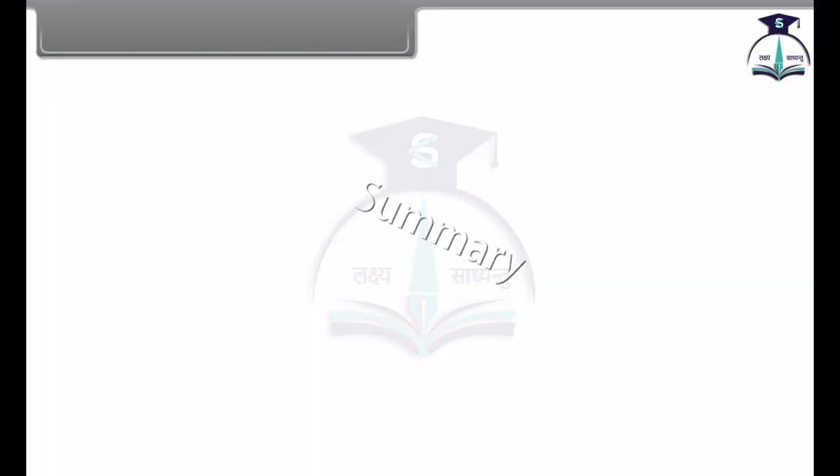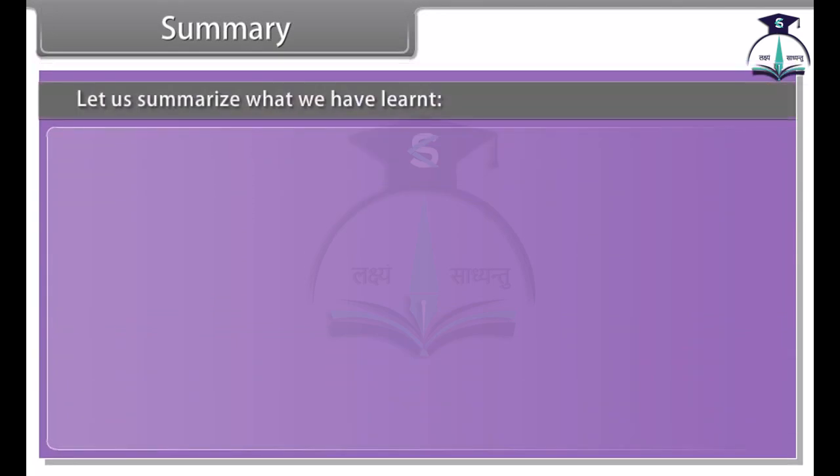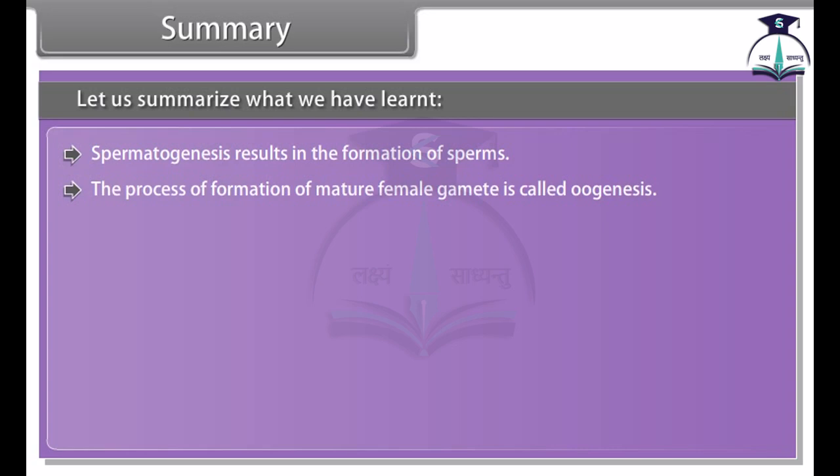Summary. Let us summarize what we have learned. Spermatogenesis results in the formation of sperms. The process of formation of mature female gamete is called oogenesis.